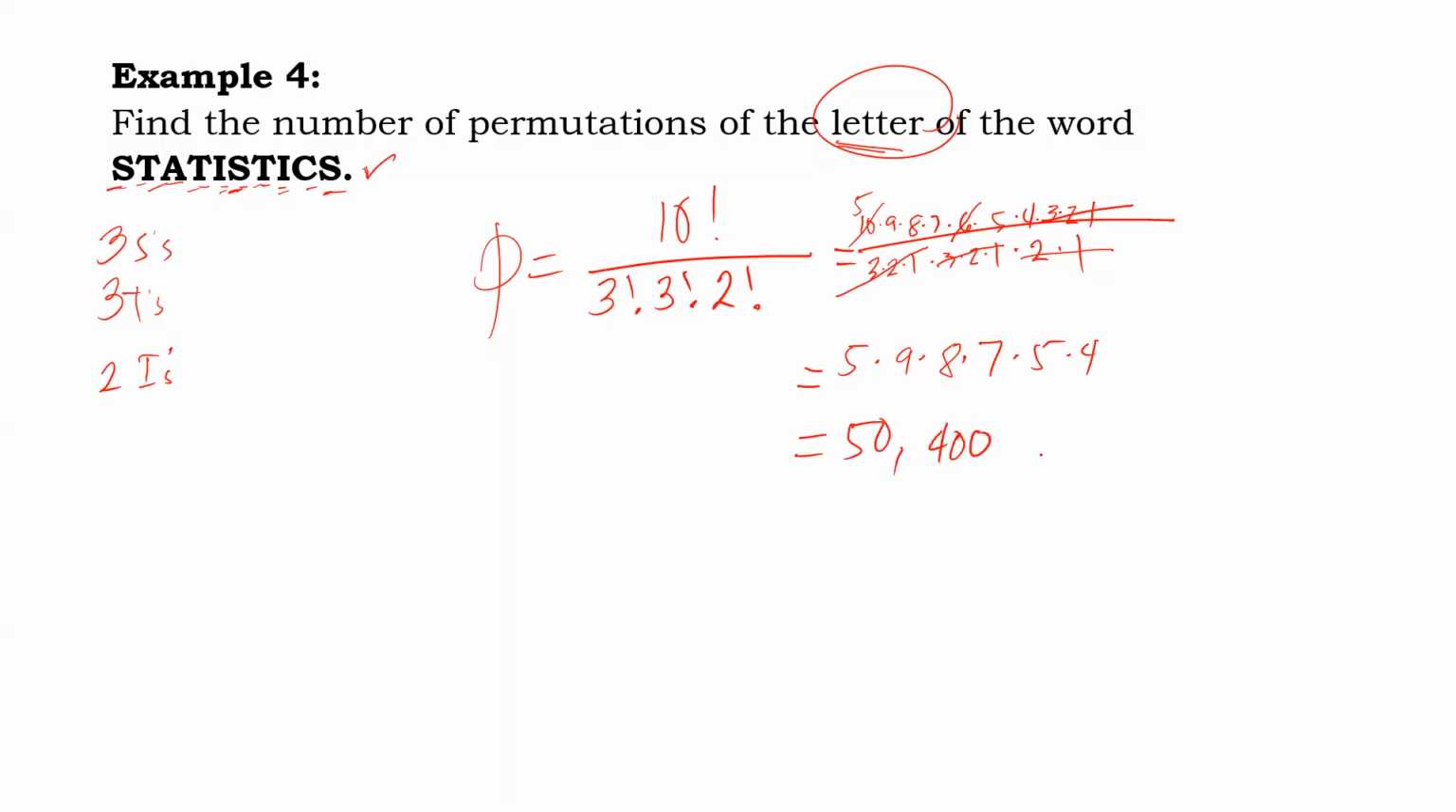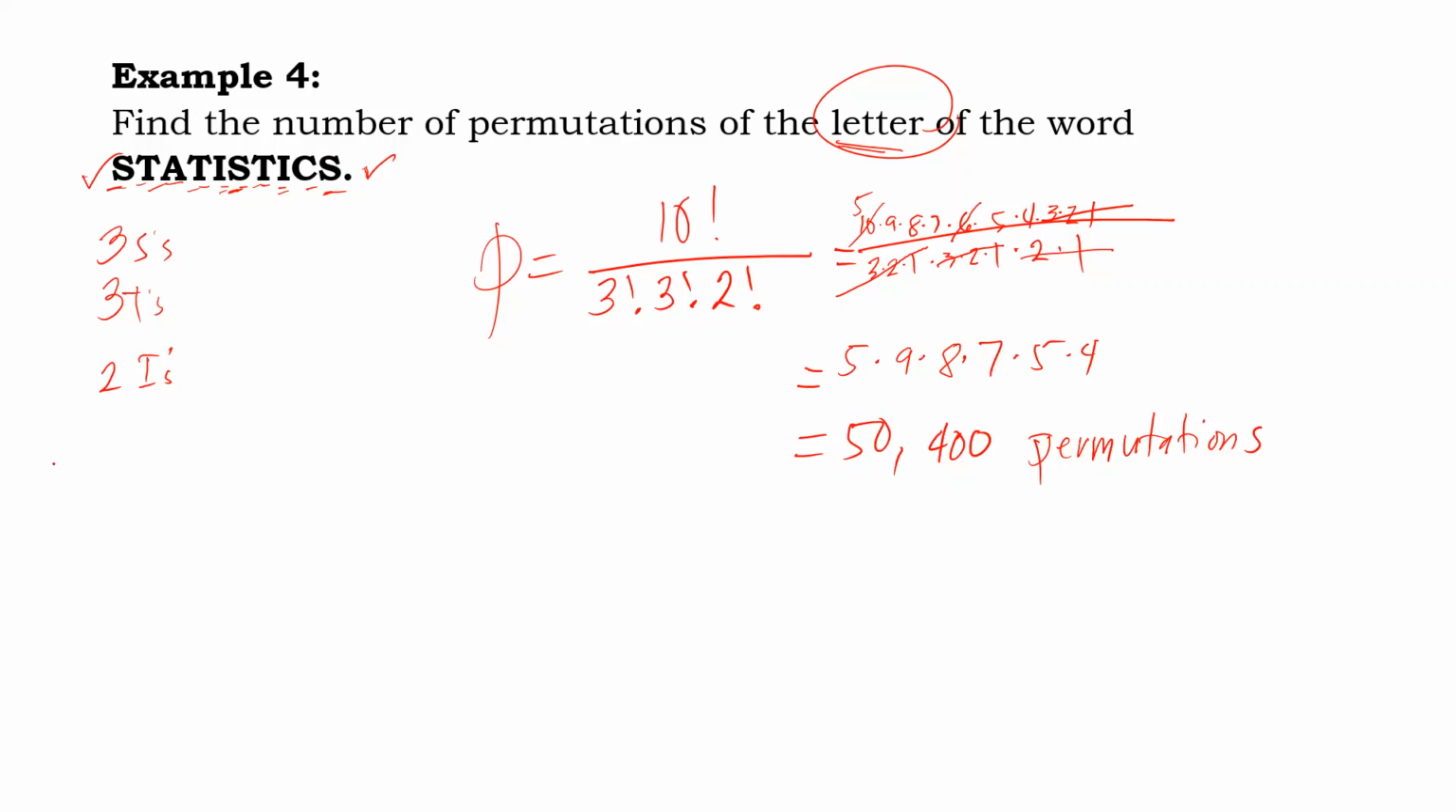So meaning there are 50,400 permutations. Meaning, pwede mo itong i-arrange or i-rearrange ng 50,400 ways. Pwede mo i-rearrange ang letters yan. 50,400 ways. That is for distinguishable permutation. Now, another example, halimbawa ngaya, mathematics.